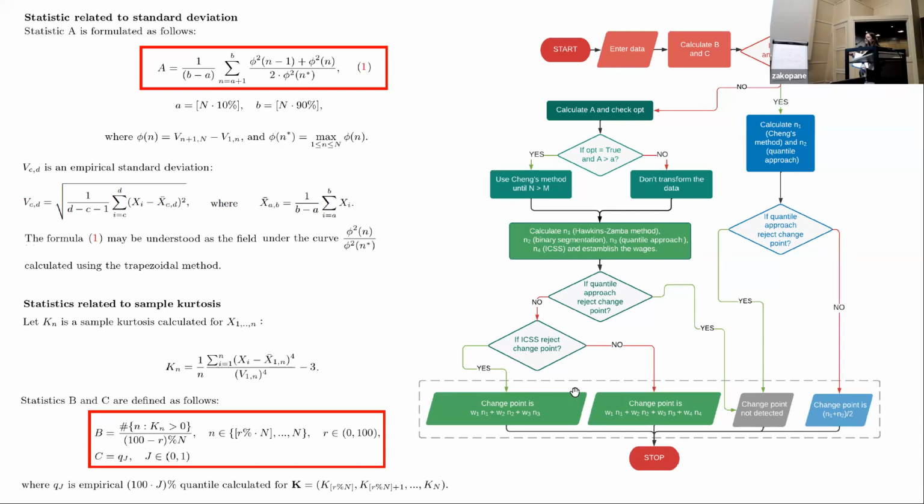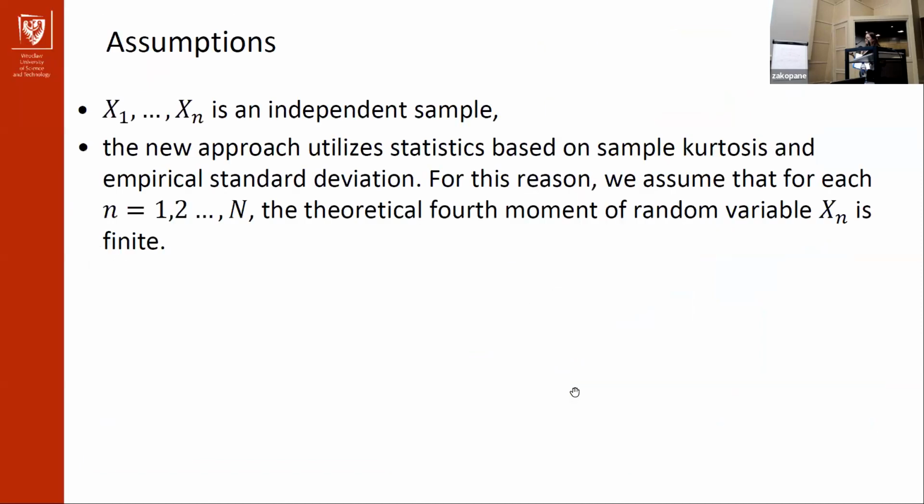But if the second one does not reject it, then we calculate the change point as a weighted mean using the LESS algorithm. So we just remove the last one and calculate the average of this. And if these two criteria do not reject the change point, then we just calculate the change point as the weighted mean from these four algorithms.